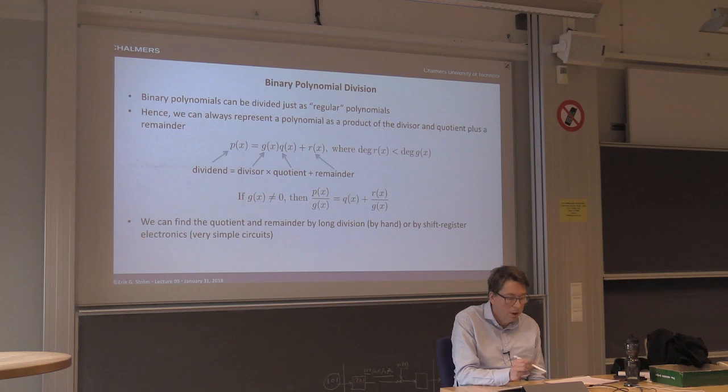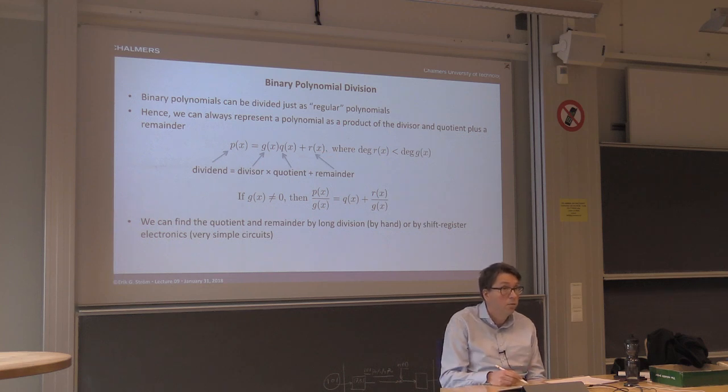So if you remember, if we have a polynomial p, we can always write that as a product of two polynomials plus a remainder. Okay. So g here is called the divisor, q is the quotient, and r is the remainder. And the remainder here has a degree which is less than the divisor. Okay. So given a p and a g, we can calculate a q and an r to fulfill this equation. Okay, so that's polynomial division for you.